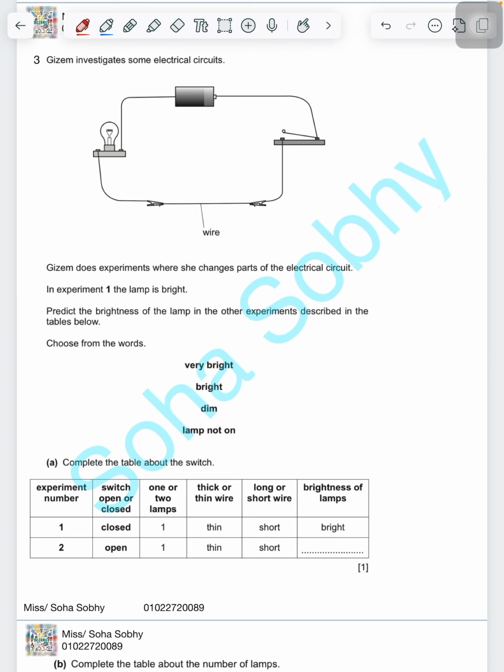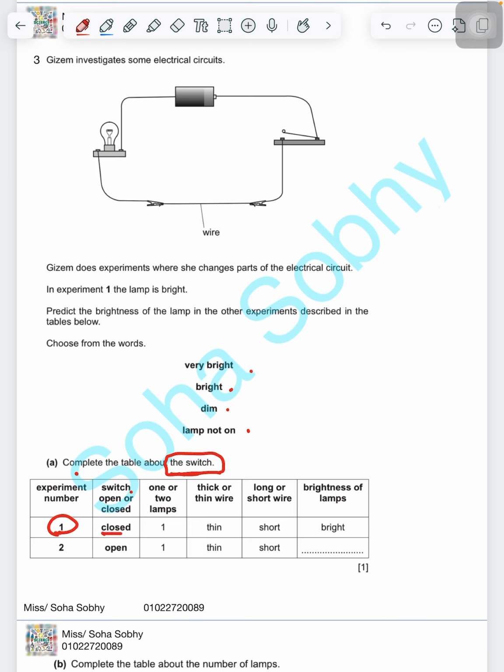Predict the brightness of the lamp in the other experiments described in the tables below. Choose from the words very bright, dim, lamp not on. Means lamp doesn't work, or lamp doesn't light up. Experiment number 1. Okay. Complete the table about the switch. So here you should focus about the switch.